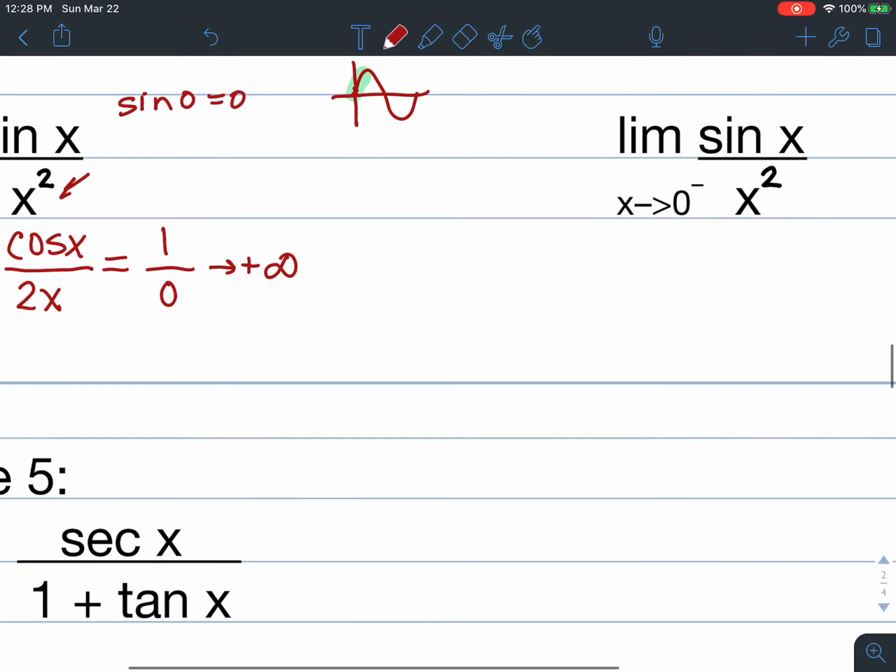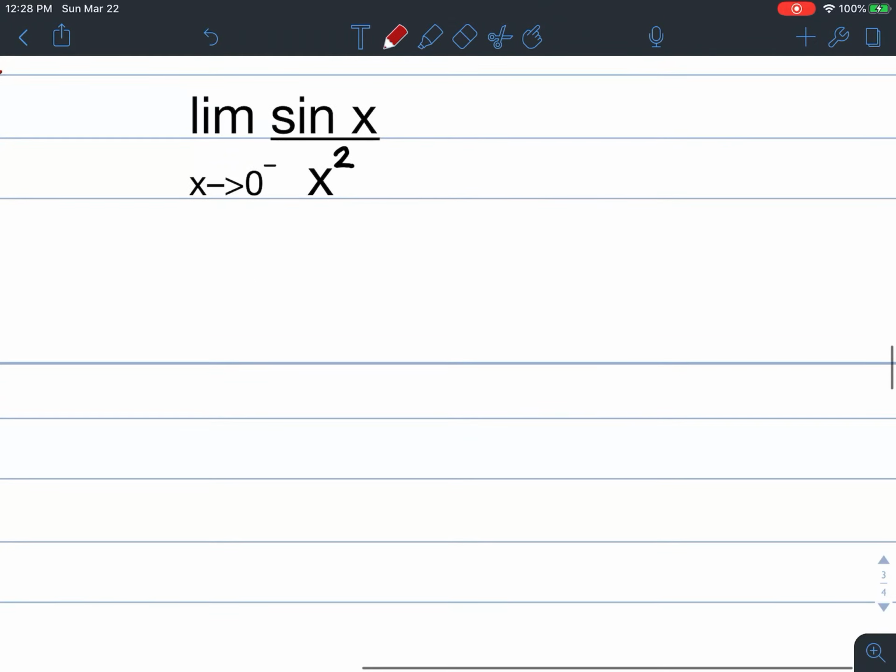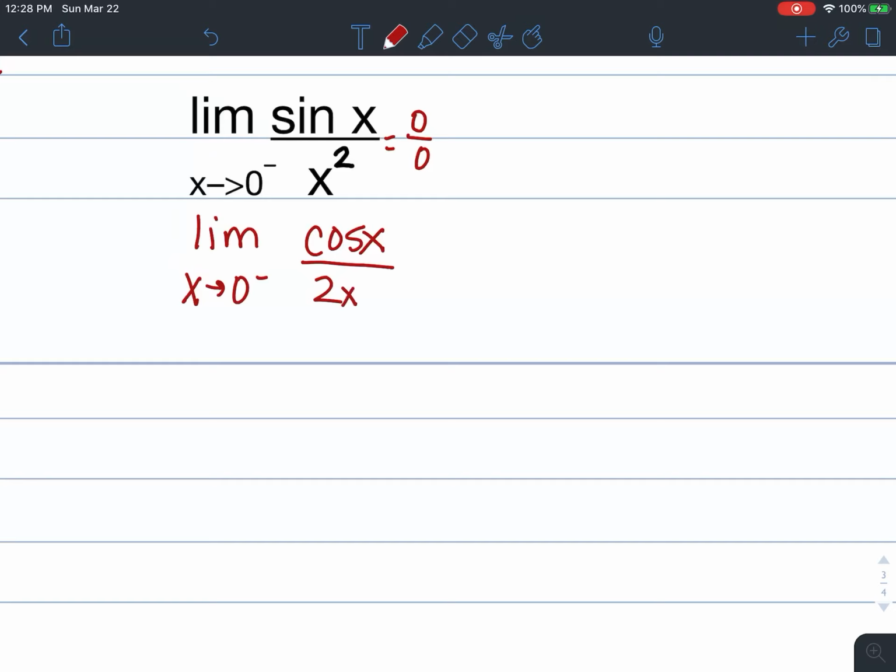Okay, let's come over here. Same problem, but now we're coming from the left. So L'Hopital's rule would apply because I would get 0 over 0. So take the limit, x goes to 0 from the left. Again, of course, I'm going to get cosine x over 2x. And when I put in 0, I'm going to get 1 over 0. But now let's think about this.